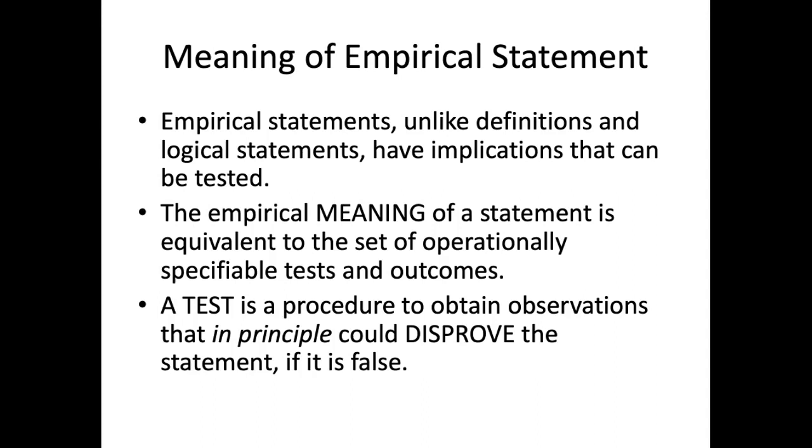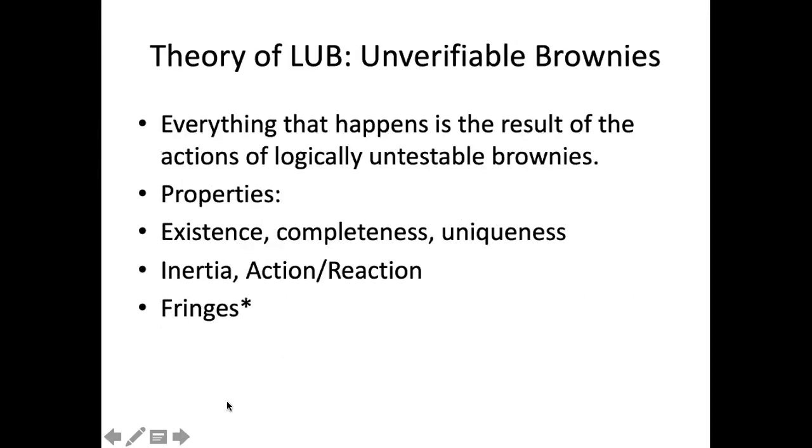All right, so a test is a procedure that allows us to get observations that in principle might disprove the statement if it's false. So let's get our first theory of psychology here. This is known as the theory of logically unverifiable brownies. And this theory asserts that everything that happens is a result of the actions of logically unverifiable, and by that I mean untestable, brownies.